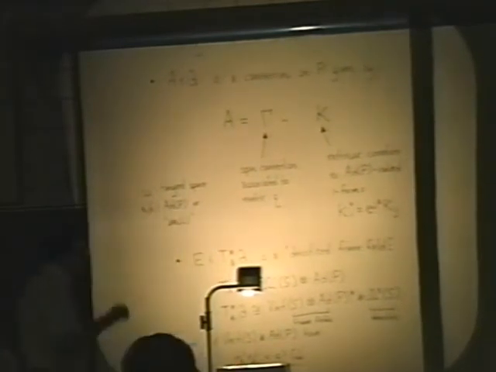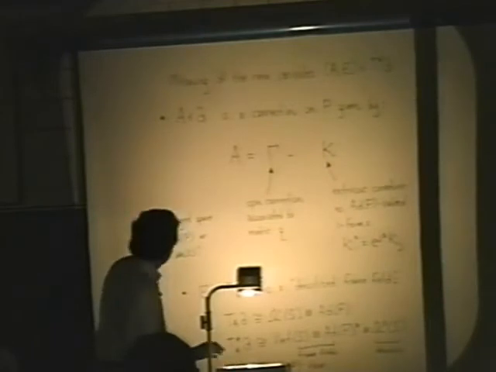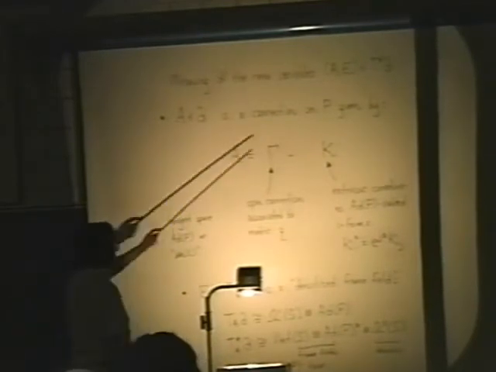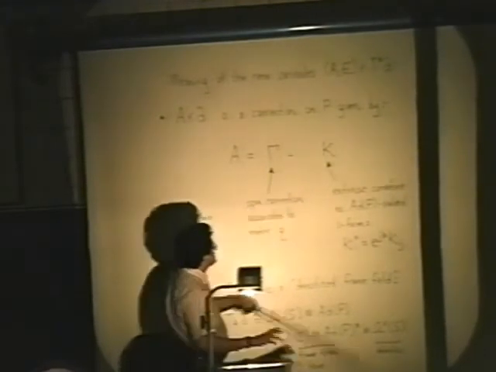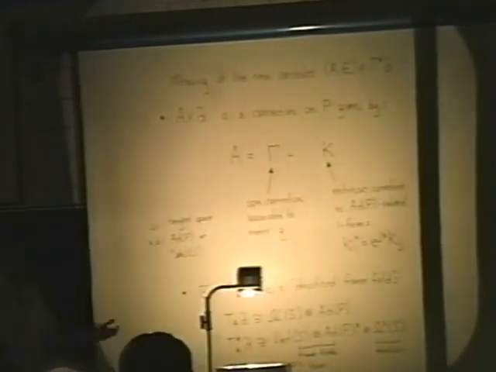So I need to explain to you the meaning of these new variables, the connection and the cotangent vector to the space of connections. I'll explain their meaning by telling you how they are supposed to relate to the old variables, the metric and the extrinsic curvature. Can I ask a question?